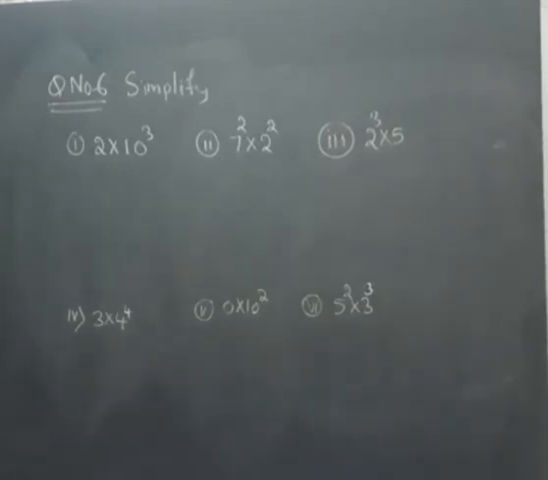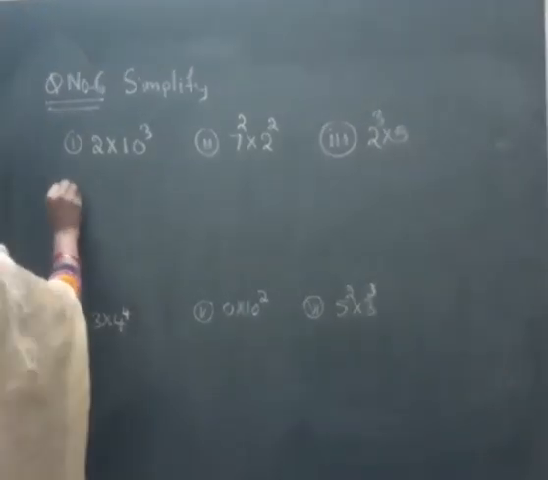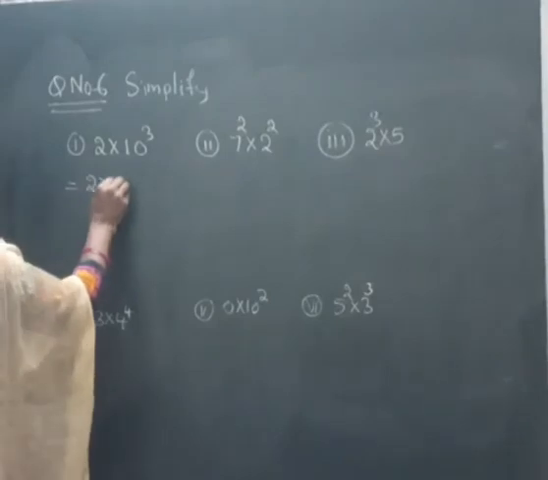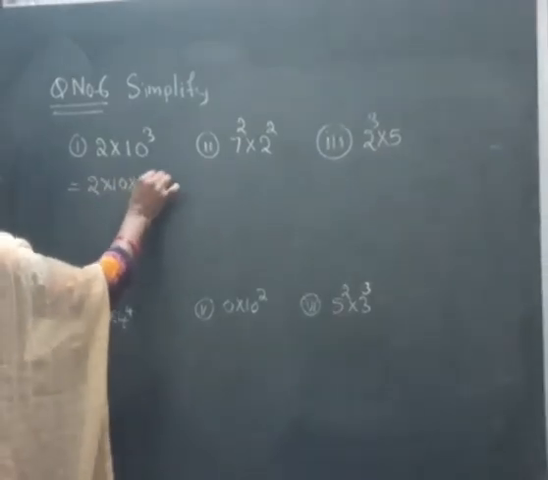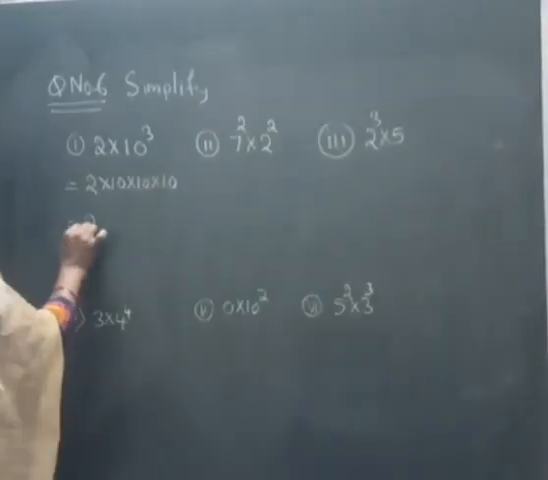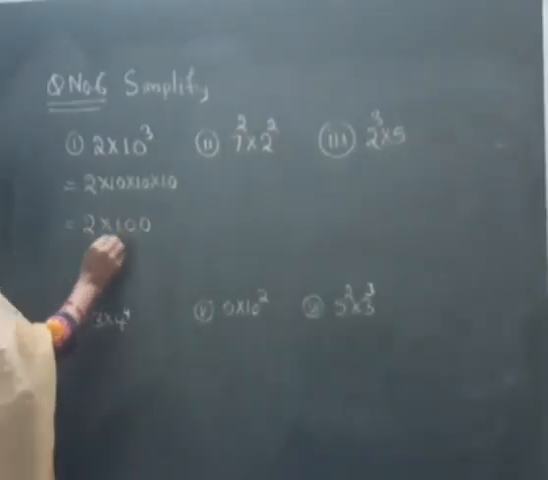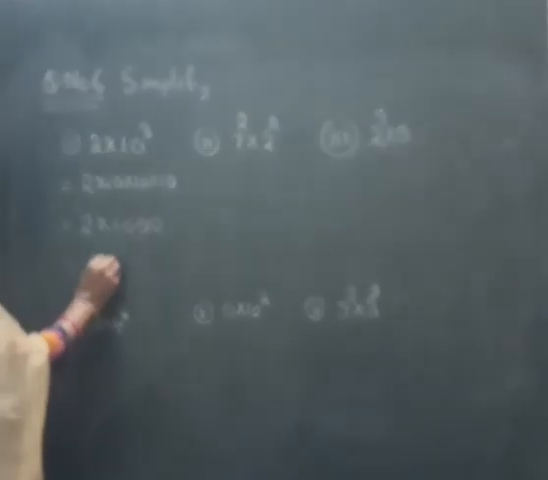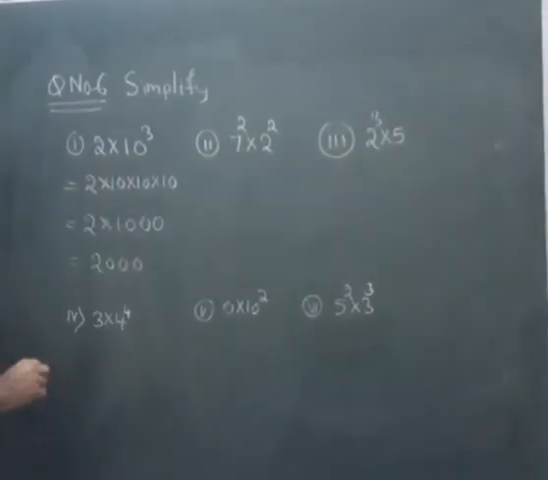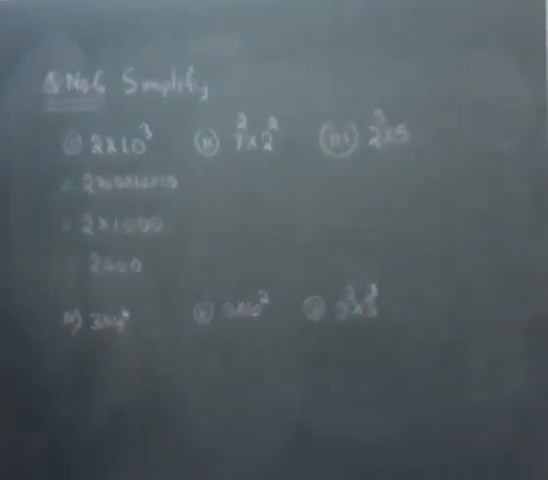2 into 10 raised to 3. 10 raised to 3 means we should write 10 how many times? 3 times in the expanded form. Then 2 as it is. 10 times 10 is 100, 100 times 10 is 1000. So 2 into 1000 is 2000. The simplified form of 2 into 10 raised to 3 is 2000.